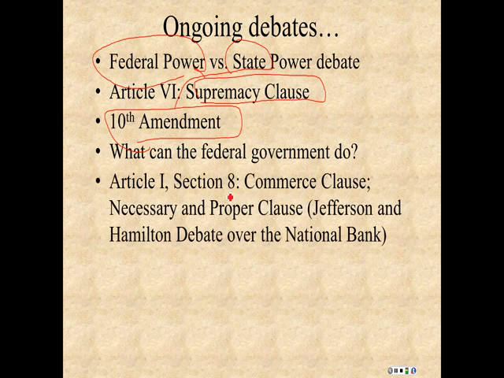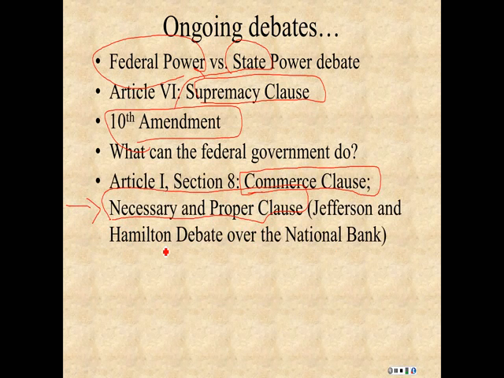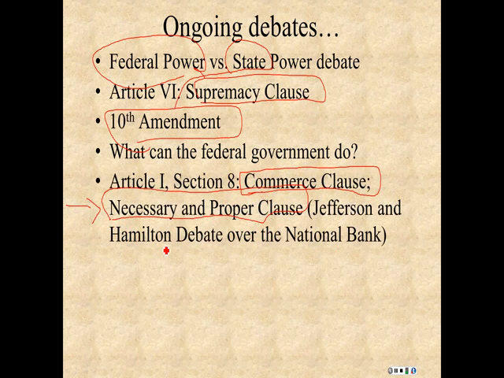Well, if you look at Article 1, Section 8, for example, you'll see that the federal government can regulate commerce. The federal government can tax, and that the federal government can do anything that it deems necessary and proper in terms of carrying out all of its powers, and those powers include very general statements like providing for the common defense and the general welfare. And so the debate between Jefferson and Hamilton over the national bank ranges around this point of, again, federal power versus state power and what is constitutional.